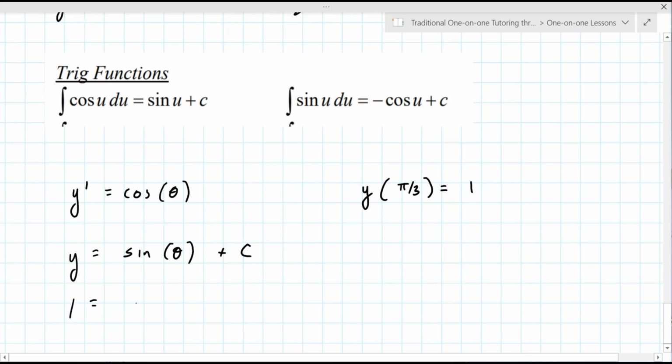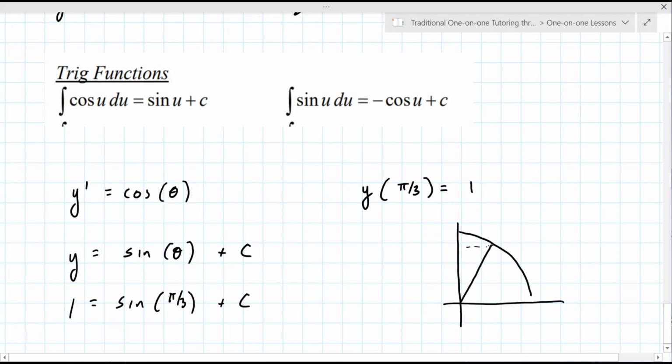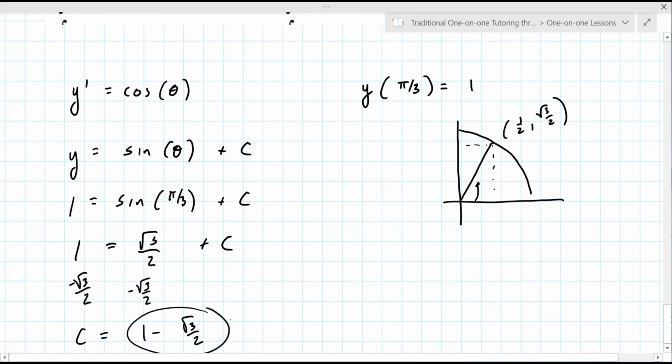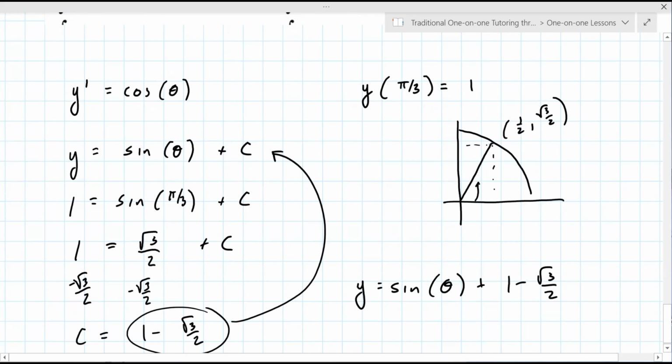Okay. And they have 1 equals sine pi over 3 plus c. So now you got to remember your unit circle even better this time. So sine pi over 3 is there, so that's 1/2 comma square root of 3 over 2. This is where it's like, well, what do I do? Well, you just subtract square root of 3 over 2 from both sides. 1 minus square root of 3 over 2 though, what is that? It's just that. And that's the point of this problem. You might get something like that. It's okay that the answer is sine theta plus 1 minus square root of 3 over 2. It's totally okay, and you should be comfortable with that.